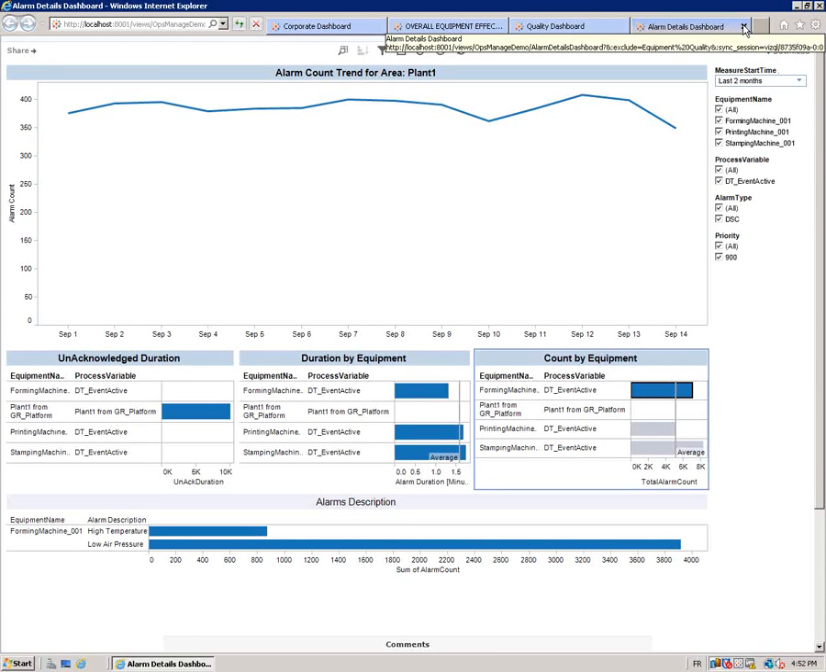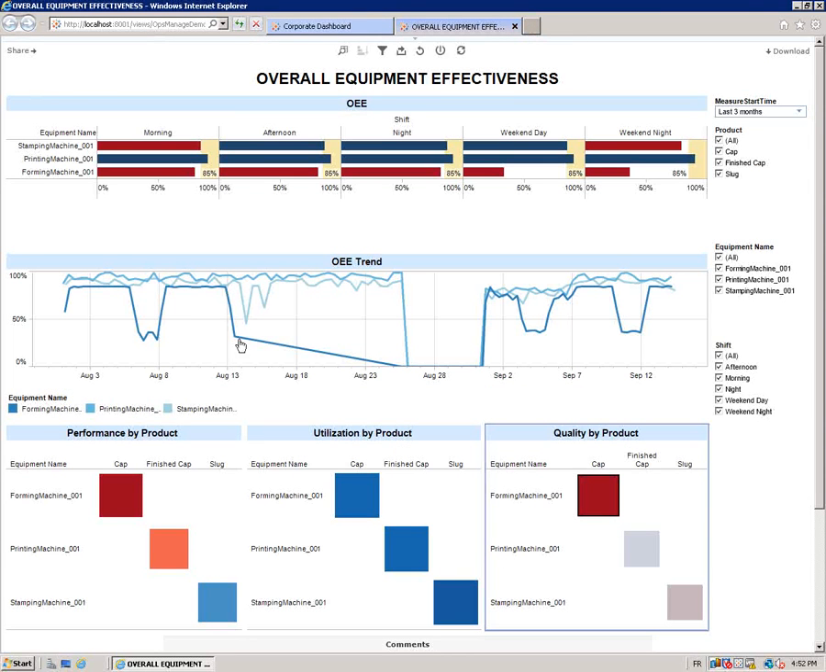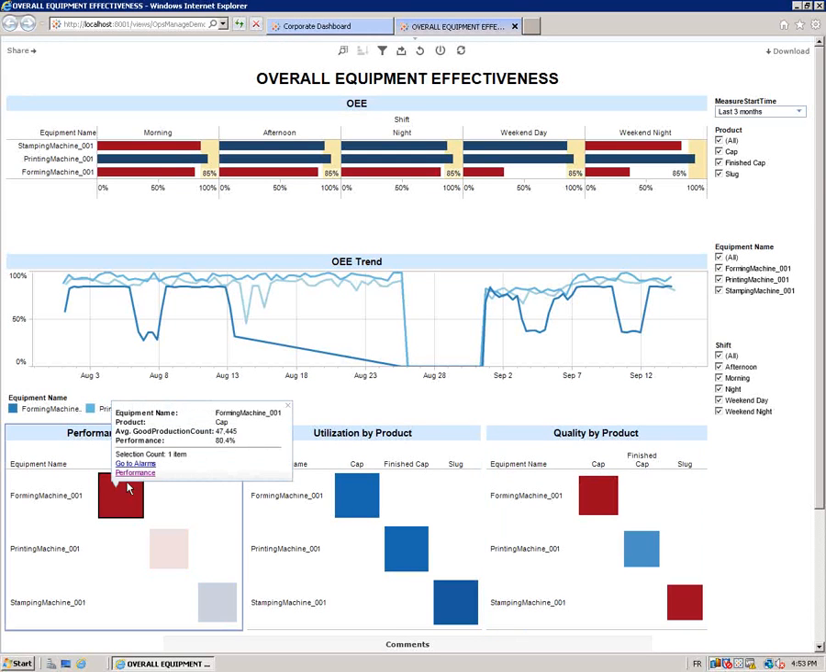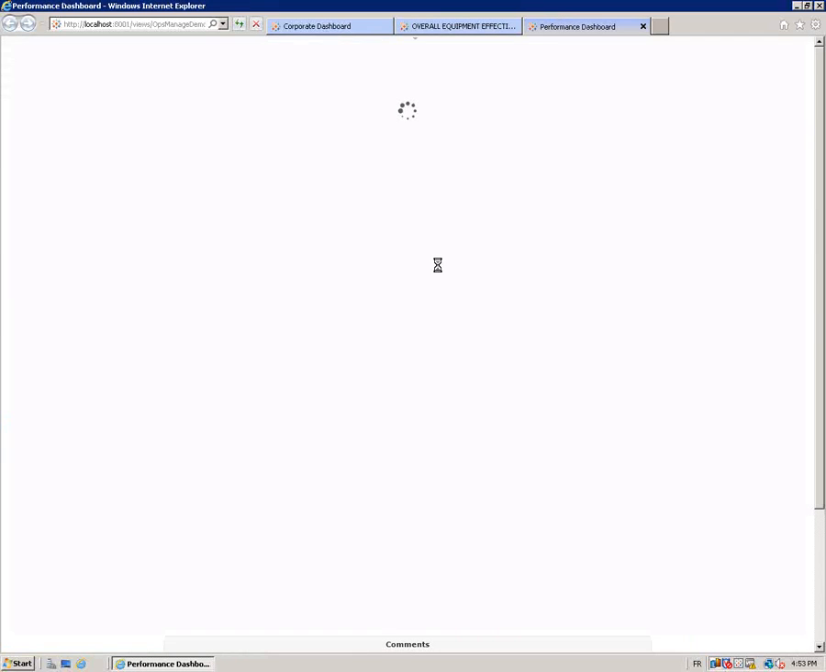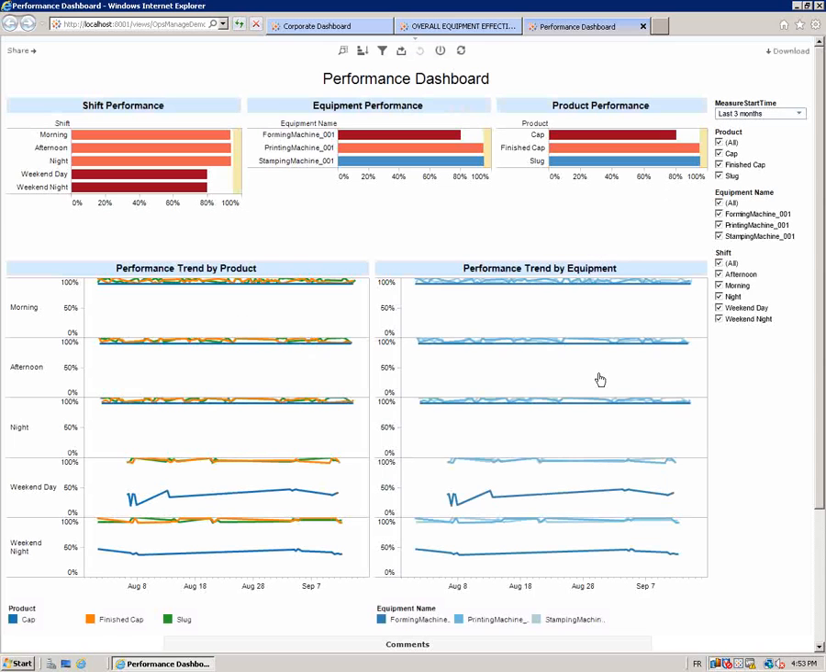So back to the production meeting, we look at performance now, and drilling down on performance, we will see more detailed information for performance and some of the reasons. So we get the performance by shift, performance by equipment, product, and a trend for performance by product and by equipment divided for each of the shifts. So this information is good. We see right away that the shift performance is below what it should be, but it's even worse during the weekend shift. So there's more analysis to be done on that side.